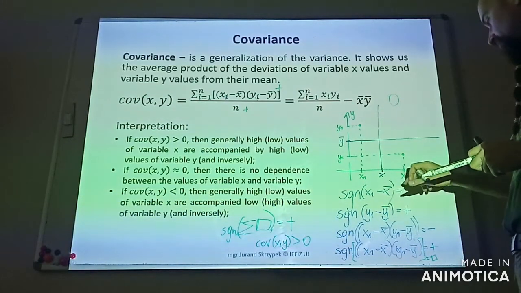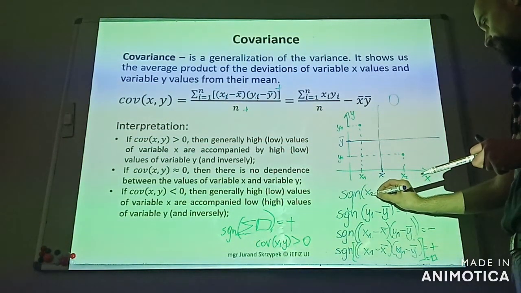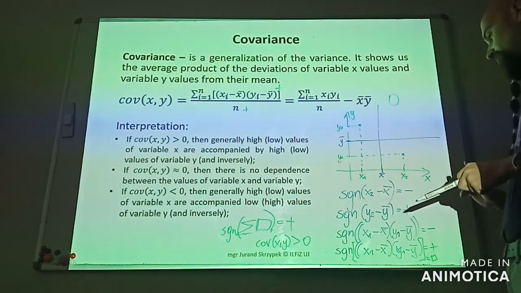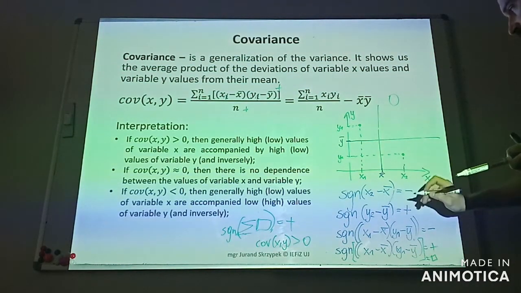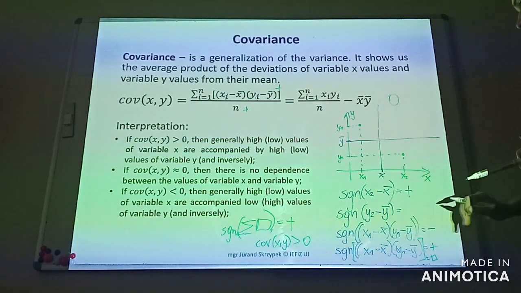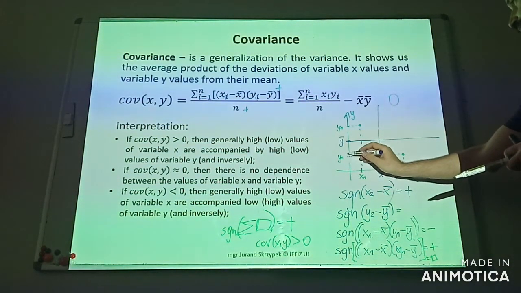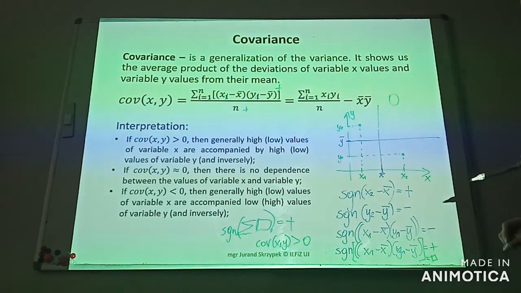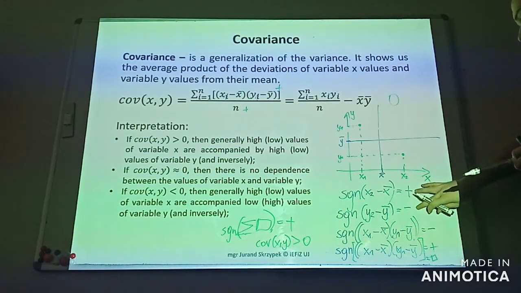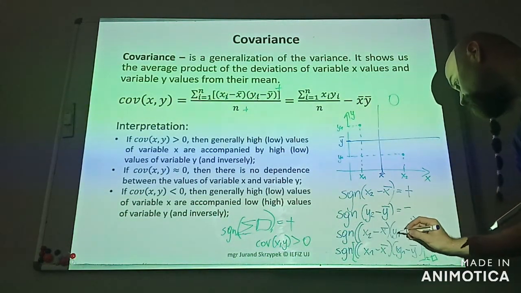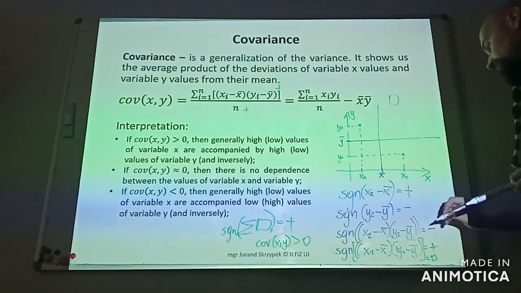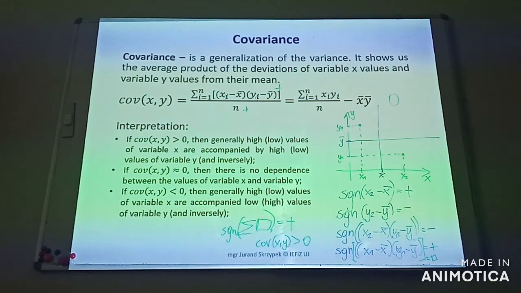Let's consider another object. x2 minus x mean: this number is higher than the mean, so here we have a positive sign, but y2 minus y mean will be negative. And the product of both values, plus multiplied by minus, gives us minus, of course. x2 minus x mean multiplied by y2 minus y mean is negative.